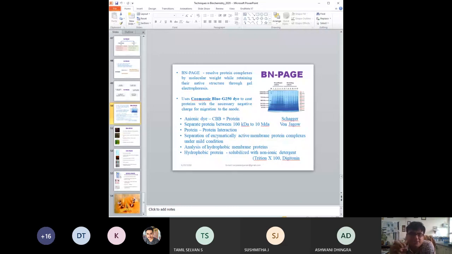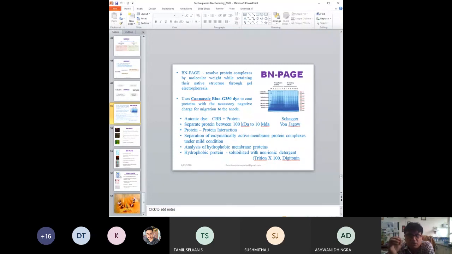These two people discovered this modified form of native PAGE, that is blue native PAGE. Again, let me repeat that this term blue has been coined because we are using CBB dye, that is Coomassie blue dye, and native PAGE because we are running it maintaining the conformation or the biological activity of the complex protein molecule which you are going to separate. Here you can separate a protein between 100 kilodalton to 10 megadalton.